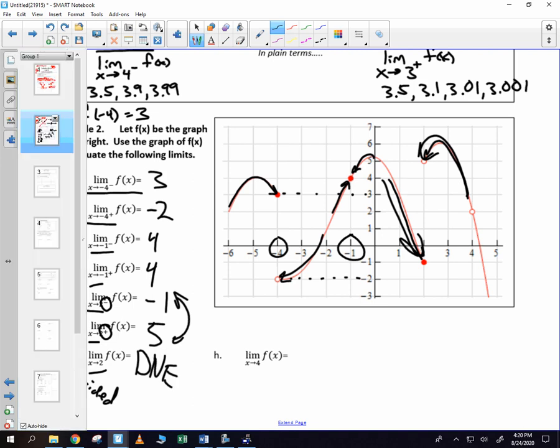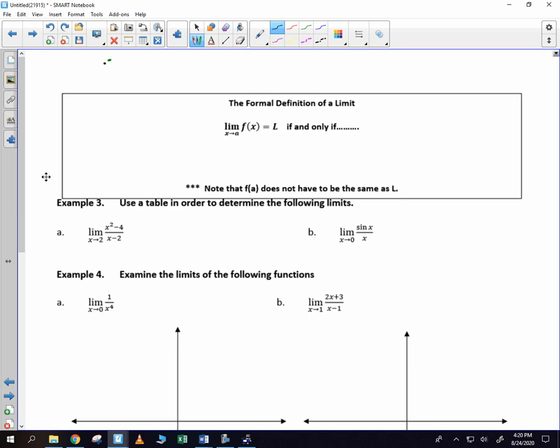We'll get back to letter H in a second. Just flip it over. Formal definition of a limit: the limit as x goes to a of the function is equal to f only if the limit as x goes to a from the left is the same as the limit as x goes to a from the right, which is the limit. If the left side and the right side are the same, then the limit exists.